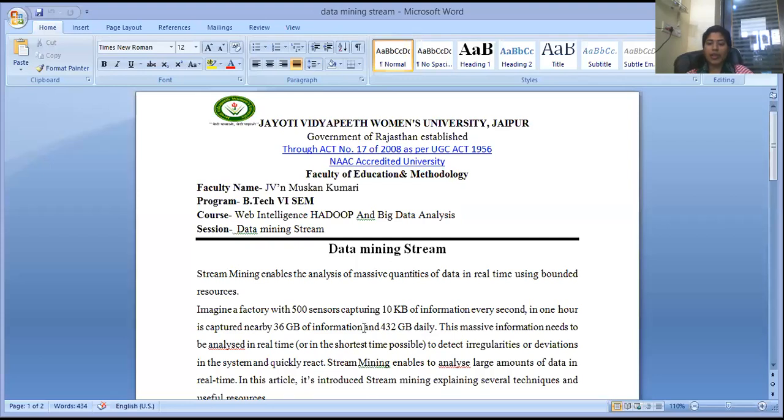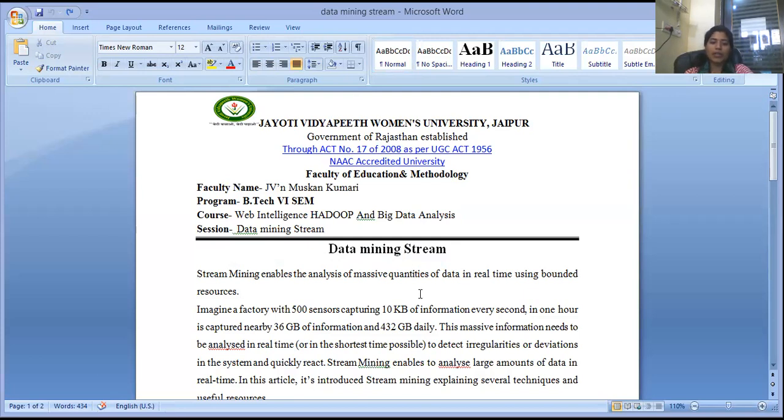So this is a terminology well known to you, like data mining stream. Data mining is well known to you, isn't it? So now here the stream. What is the stream? Stream is the collection of anything, isn't it? You are thinking like this, right? So this is exactly true that stream is the collection of some things, and here the collection of the data you can say.